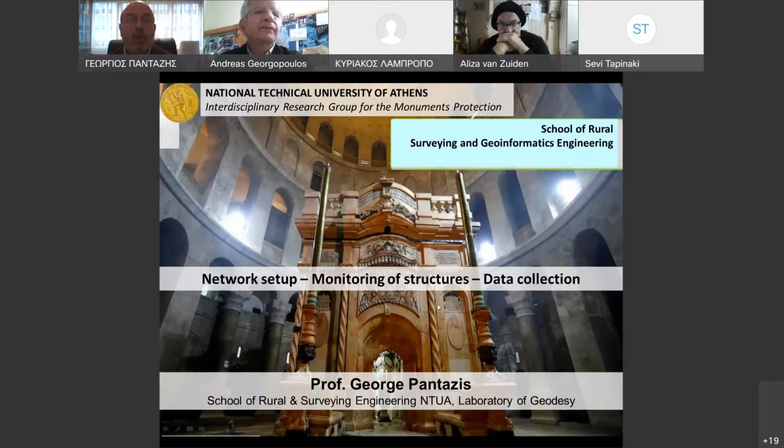Perfect. Good afternoon. My name is Georgopoulos. I am a professor at the School of Rural and Surveying Engineering and Geoinformatics, of course, National Technical University of Athens. And as a member of the research group for the monument protection, I'm going to present some things about network setup, monitoring of structures, and data collection.